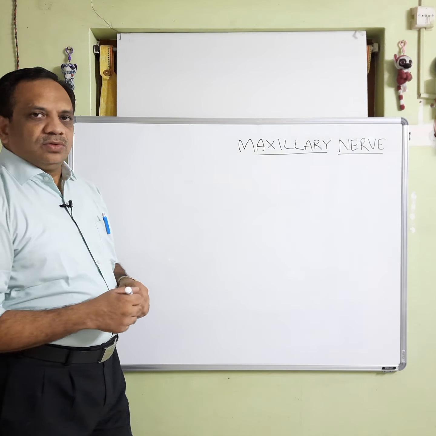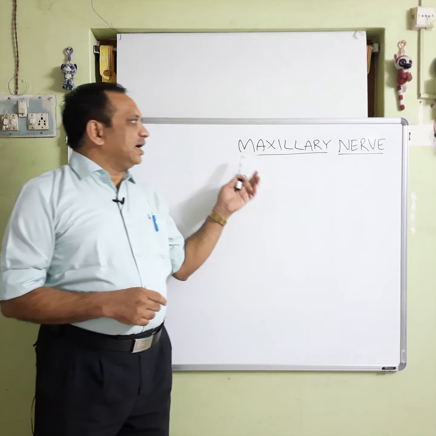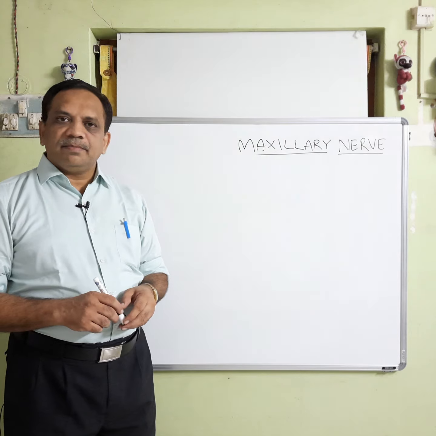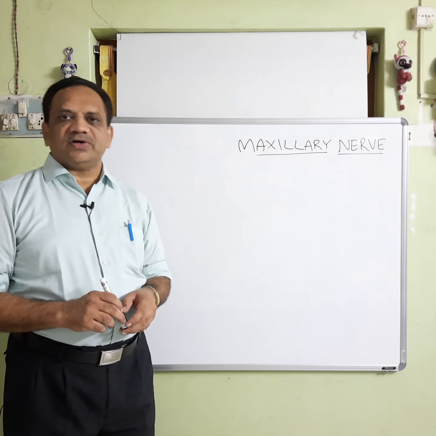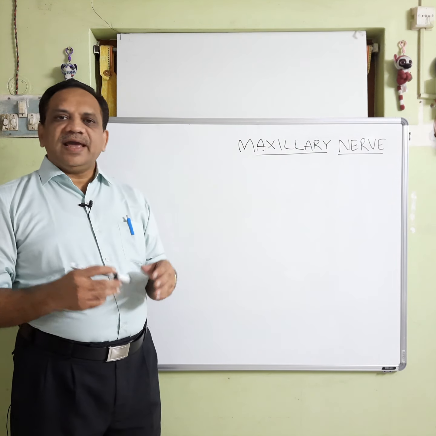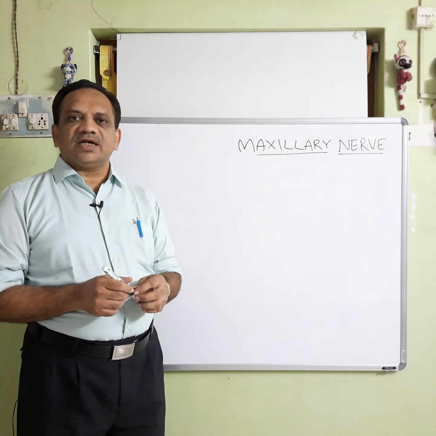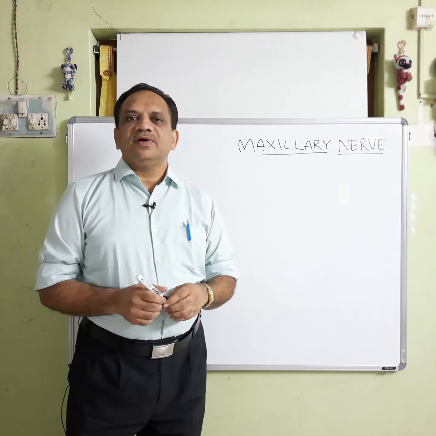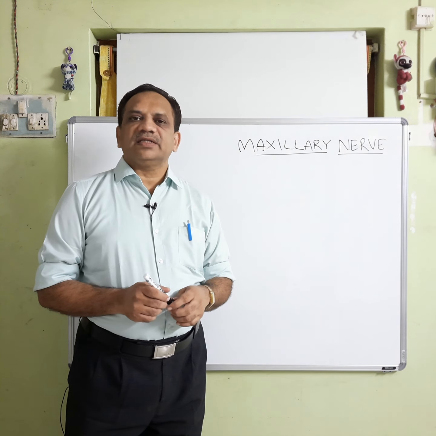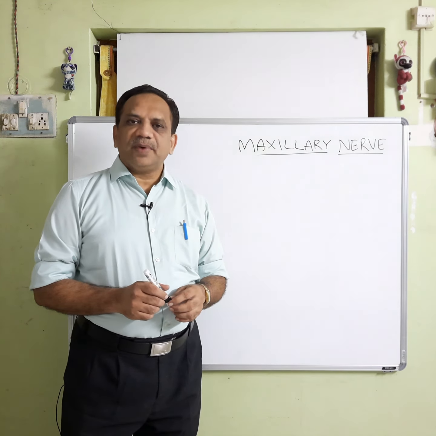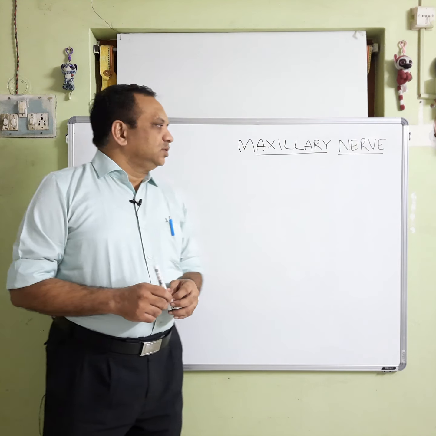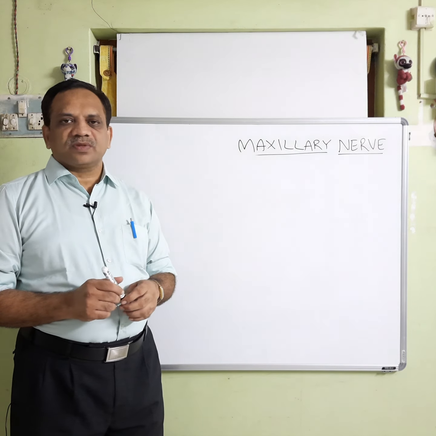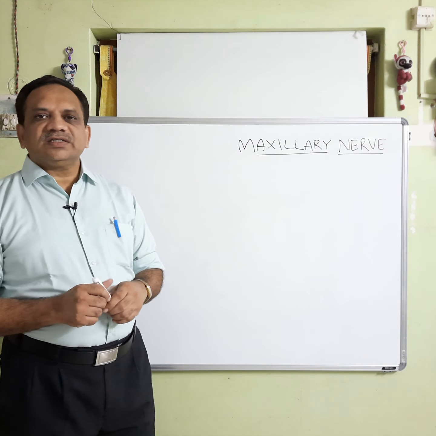So, first of all, to understand the maxillary nerve and its branches, we have to know the boundaries of the pterygopalatine fossa, because the main contents of the pterygopalatine fossa are the third part of the maxillary artery, the maxillary nerve and an important parasympathetic ganglion, the pterygopalatine ganglion. This fossa is also known as the spinopalatine fossa. We will see the boundaries first.